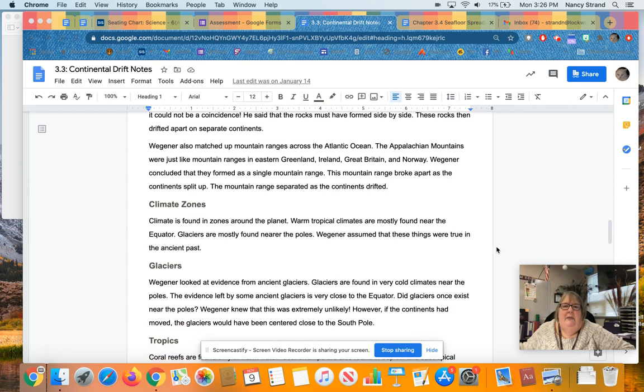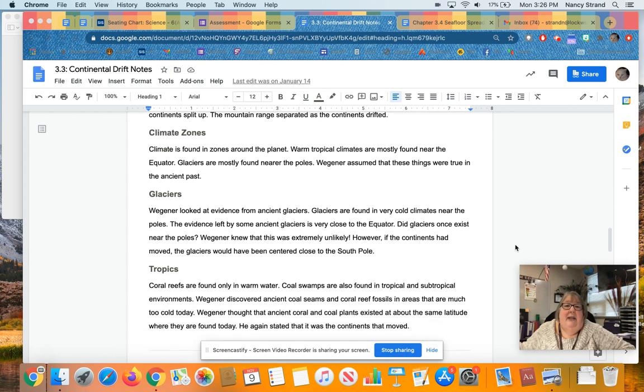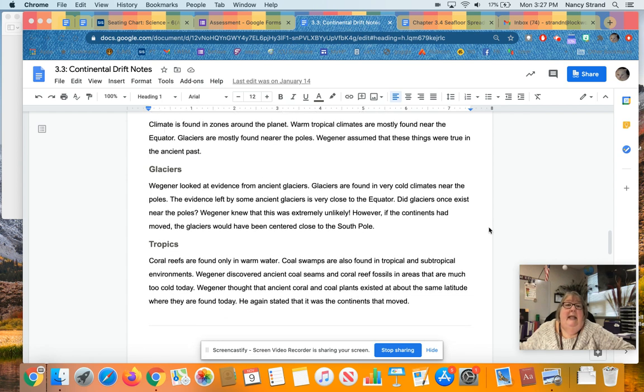Climate zones. Climate is found in zones around the planet. Warm tropical climates are mostly found around the equator. Glaciers are mostly found near the poles. Wegener assumed that these things were true in the ancient past.